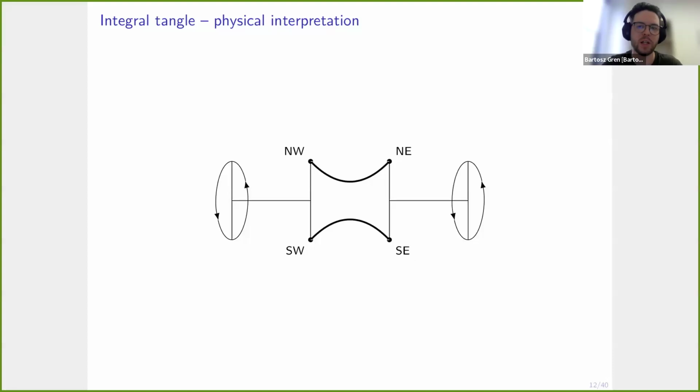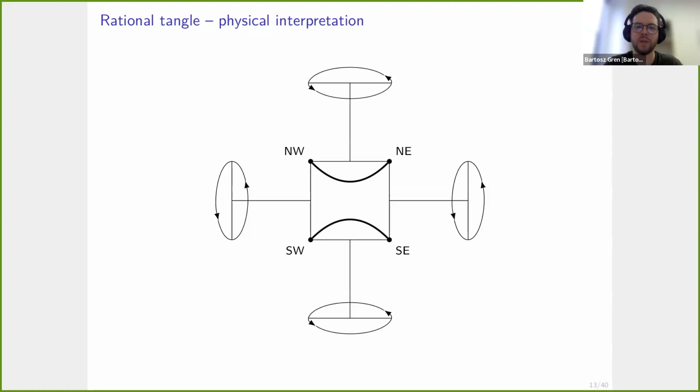And we can do the same on the left side. Just by rotating the left or right side, we will get some integral tangle. And we can do the same thing, rotating also the north or south points. These operations are enough to create any rational tangle. So rational tangles have an intuitive physical interpretation.